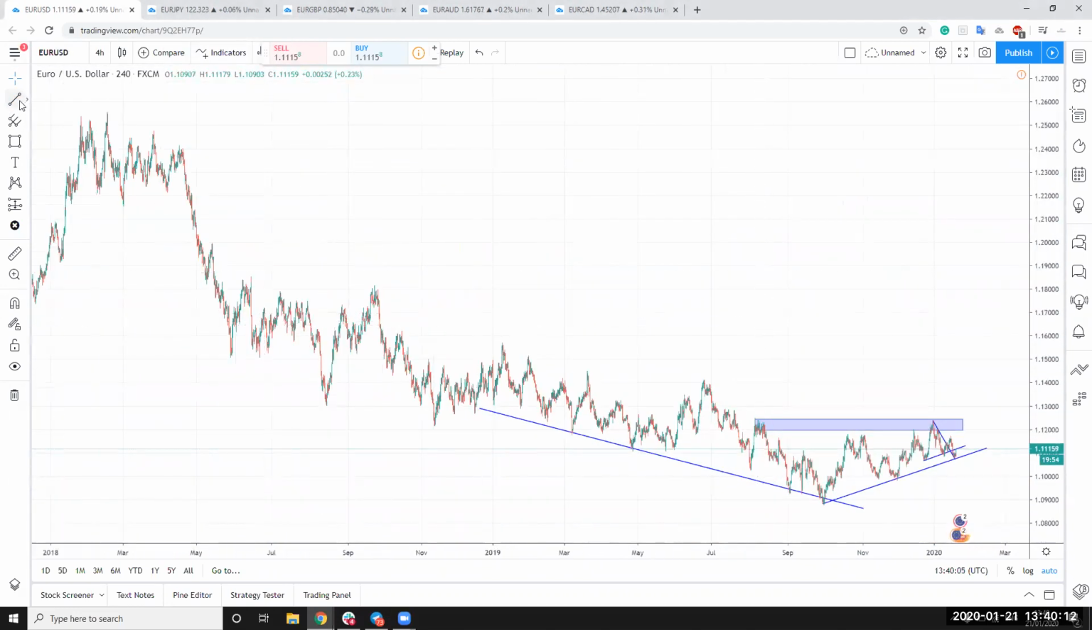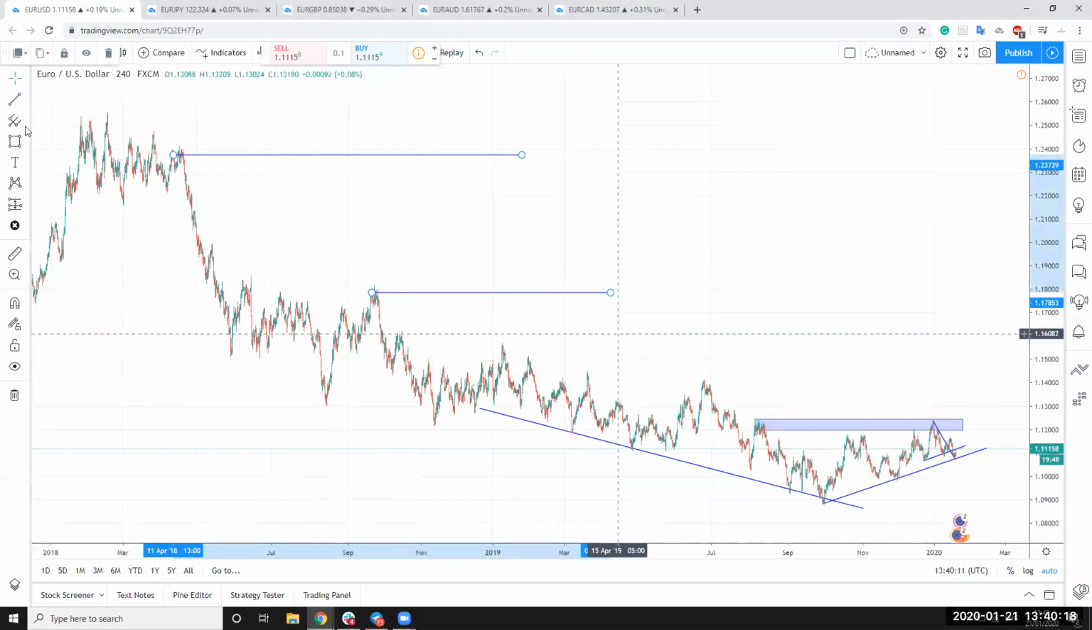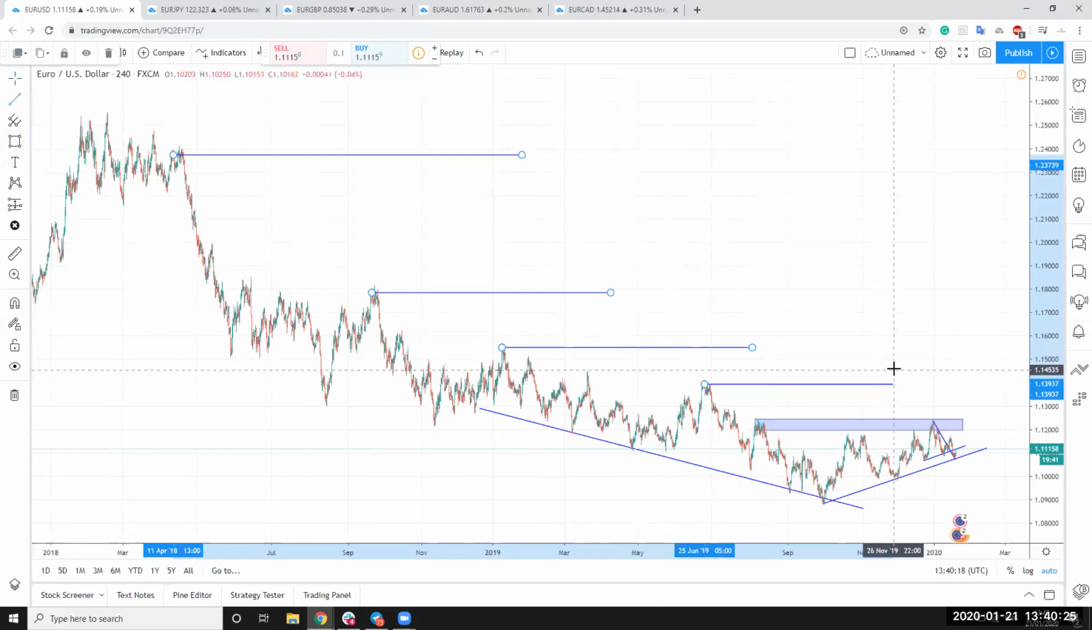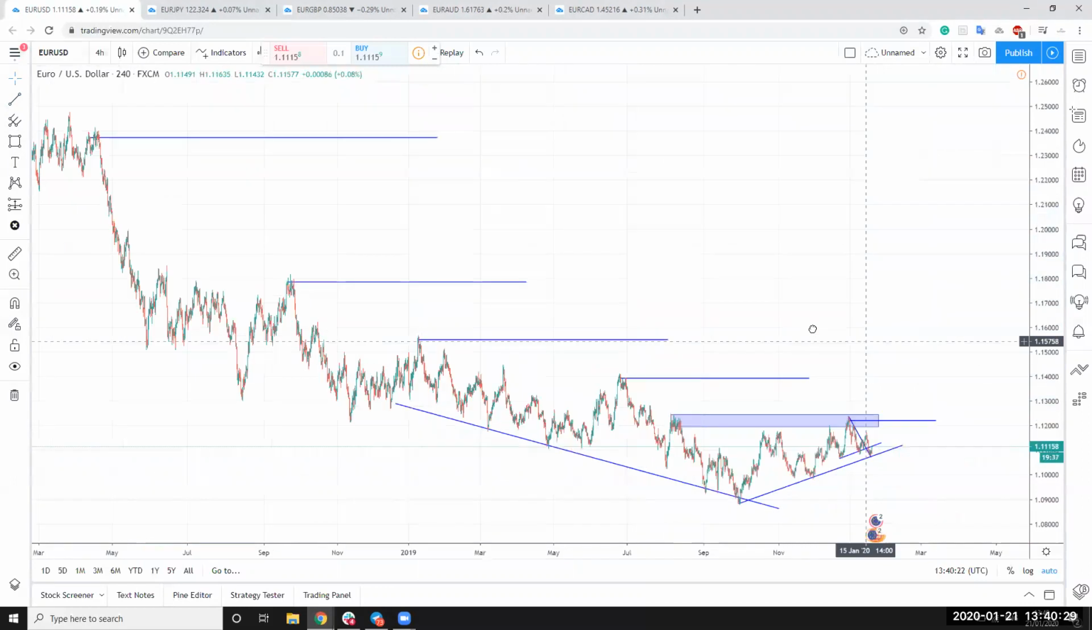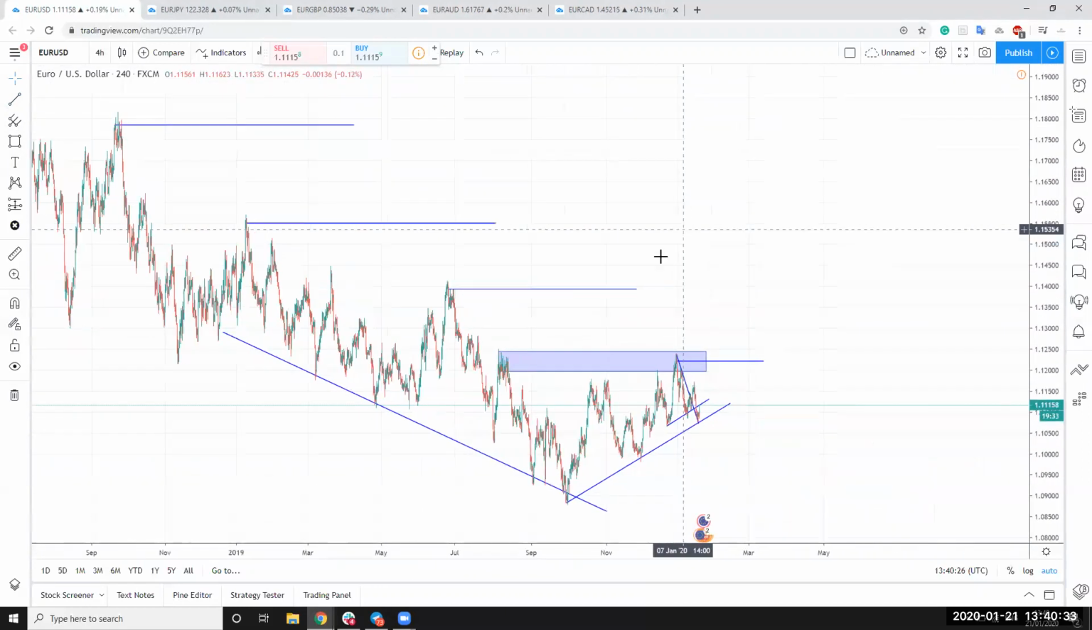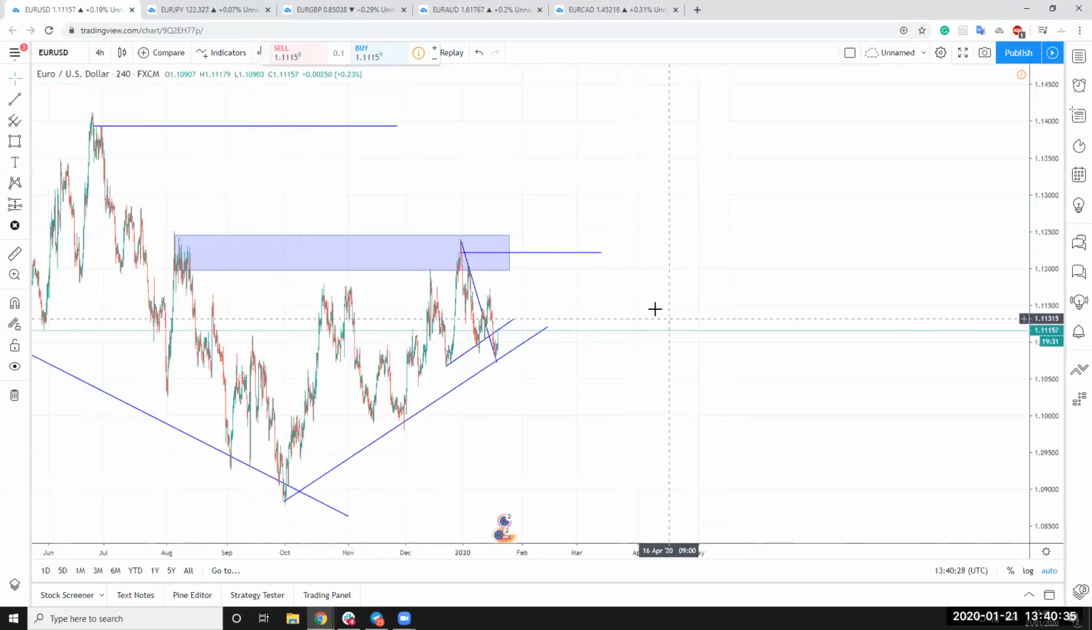So let me just make it clear what clear highs are. That's one. That's one. Even this is a high for me. Here's one. And here's a new one. Cool. As you can see, the structure, we are clearly bearish.